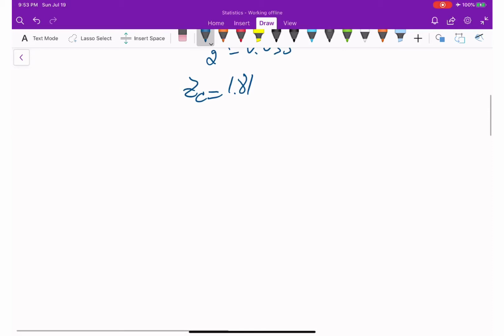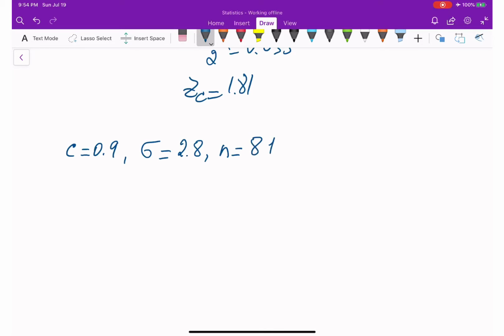So we are given C is equal 0.9, sigma is equal 2.8, and n, the sample size, is equal 81. We need to find the margin of error.